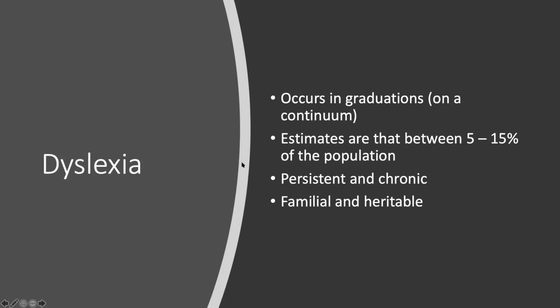And estimates for dyslexia prevalence are again between 5 and 15%, but that can change depending on your definition. And dyslexia is persistent and chronic throughout a child's life, and it has a very strong genetic component to it. So unlike SLI, the research on the genetic component for dyslexia is a little more advanced, a little further along in the field.